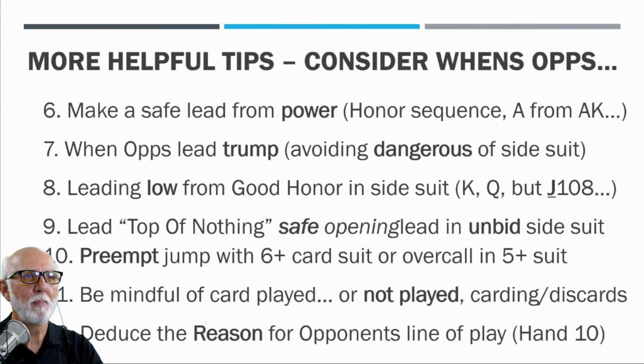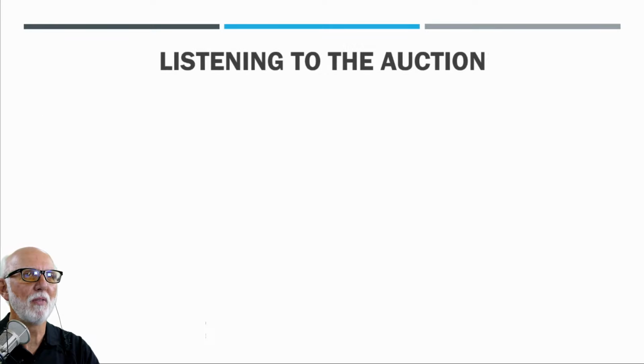And as we talked about before, we want to deduce the reason the opponents have a certain line of play. The opening lead, certainly if our partner leads, that's a very important card for me, as well as listening to the auction and looking at my hand. And we're going to get into more of that. So listening to the auction, here we go.